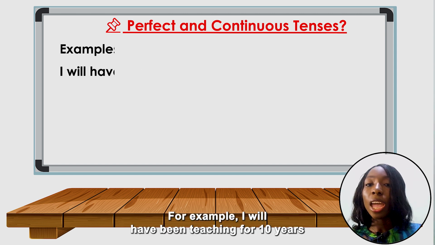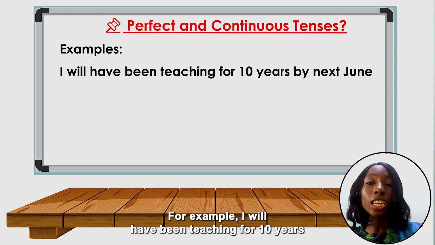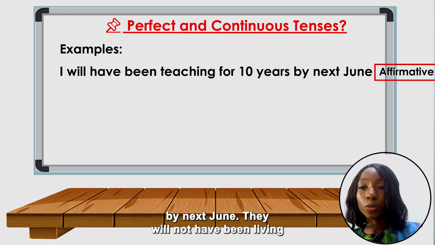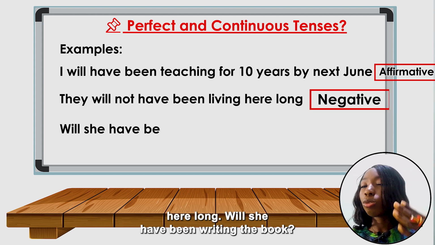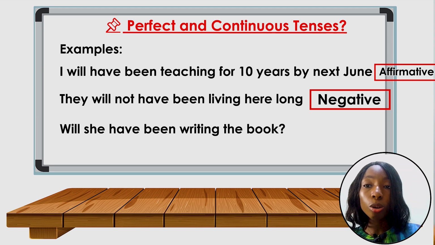For example, I will have been teaching for 10 years by next June. They will not have been living here long. Will she have been writing the book?